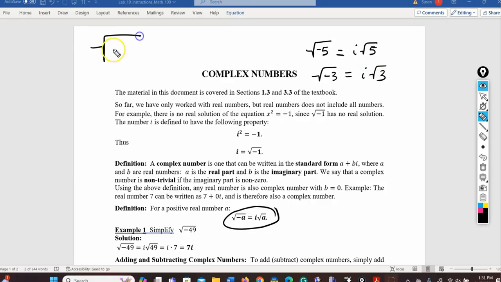But if I have something like that, I can get rid of the negative sign. But this can be further simplified because the square root of 16 is 4. And i times 4, we're going to write that as 4i.